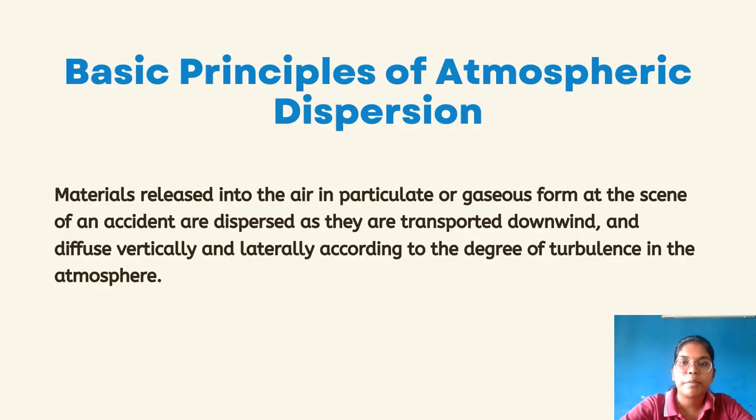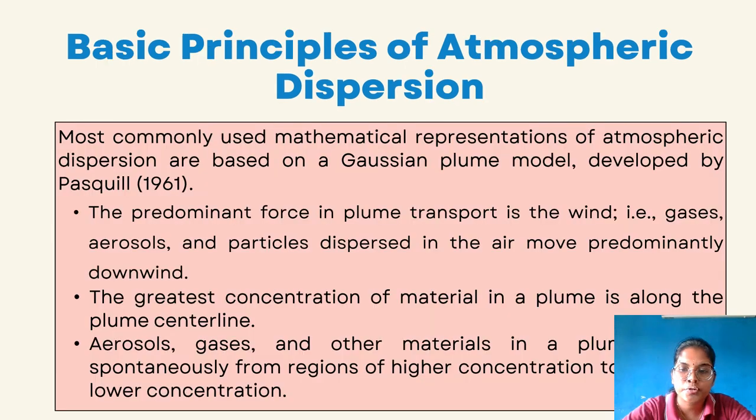Basic principles of atmospheric dispersion. Materials released into the air in particle or gaseous form at the scene of an accident are dispersed as they are transported downwind and diffuse vertically and laterally according to the degree of turbulence in the atmosphere. Most commonly used mathematical representations of atmospheric dispersion are based on a Gaussian cloud model developed by Pasquill in 1961.